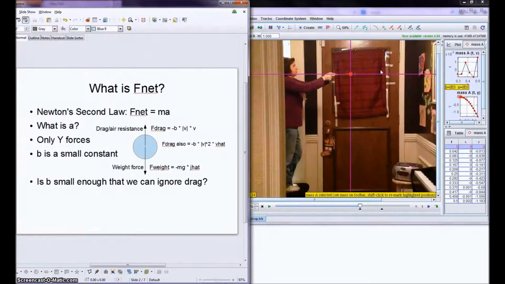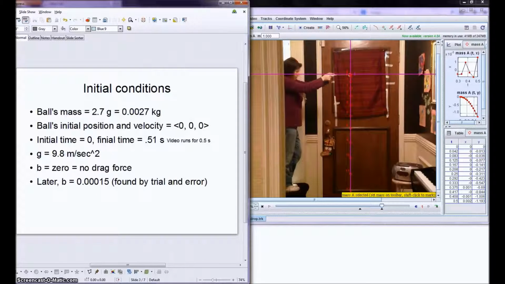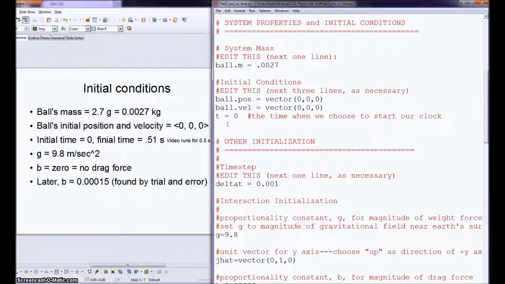In my video, I set the origin to be the center of the ball in the first frame that I was analyzing, and I set the positive y direction to be up. The ball was rather blurry as it fell, so I tracked the center of the blur as an approximation of the center of the ball. You can see that the ball speeds up as it falls, which means that the net force is in the negative y direction.